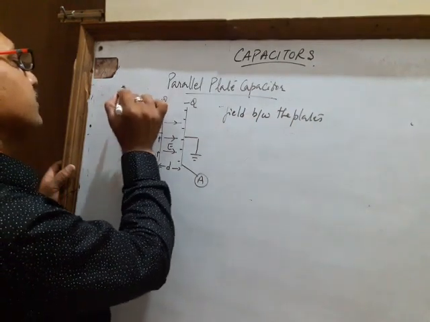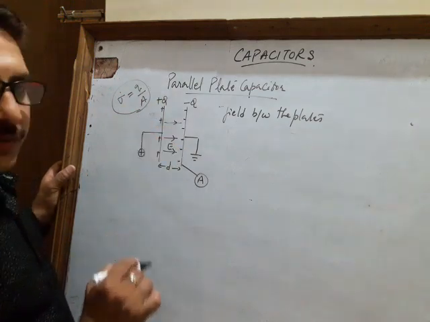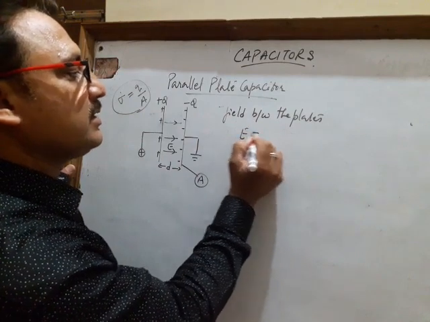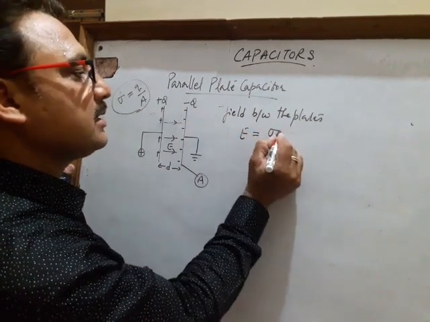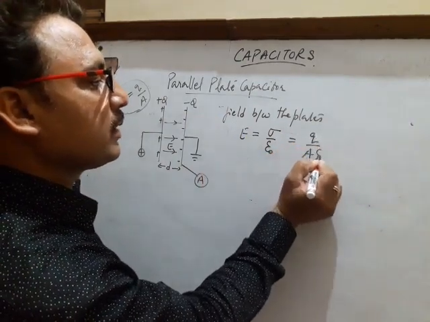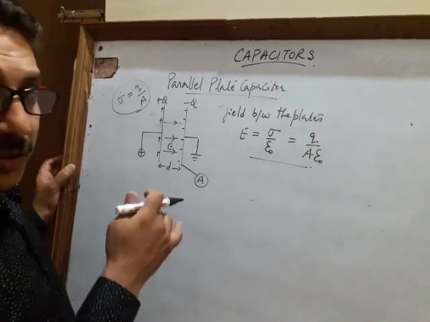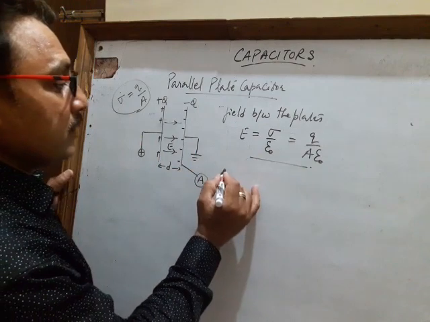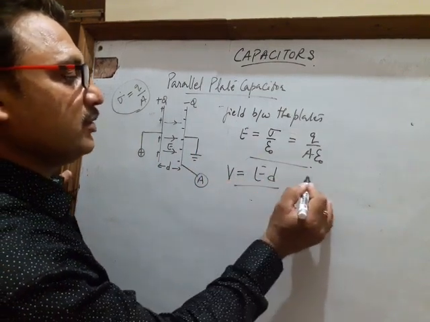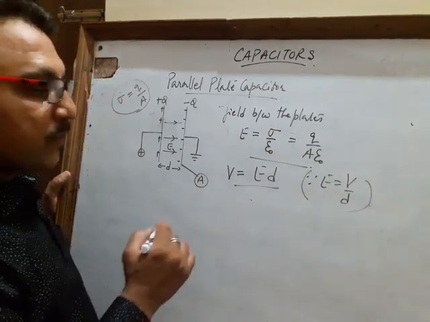If sigma, which is q upon A, is the surface charge density of the plates, then you must be knowing that the field between these two oppositely charged plates is E equal to sigma upon epsilon naught, or you can say q upon A epsilon naught. What is the potential between the plates? Potential between the plates, V, is equal to E into d. You know the formula from the chapter of potential, E equal to V upon d. So V equal to Ed.